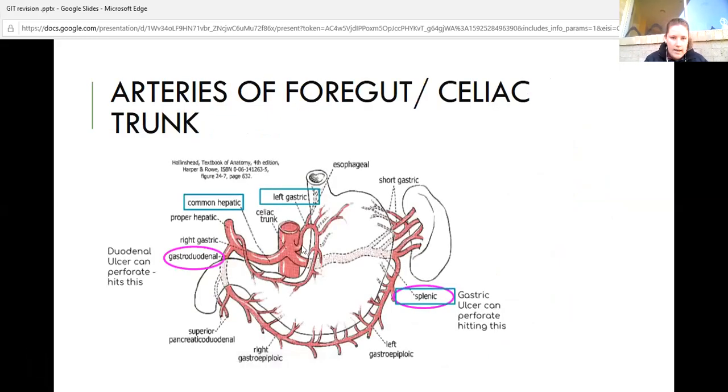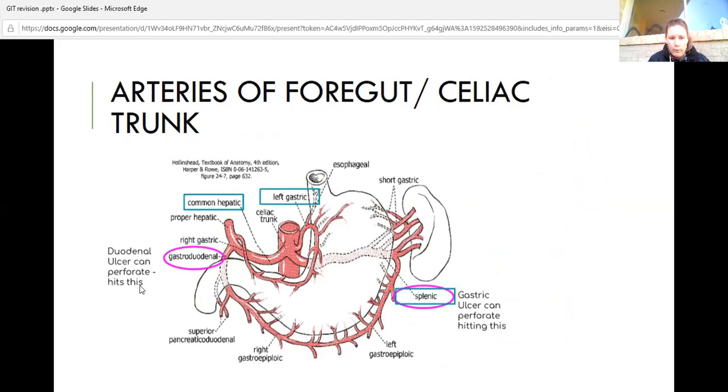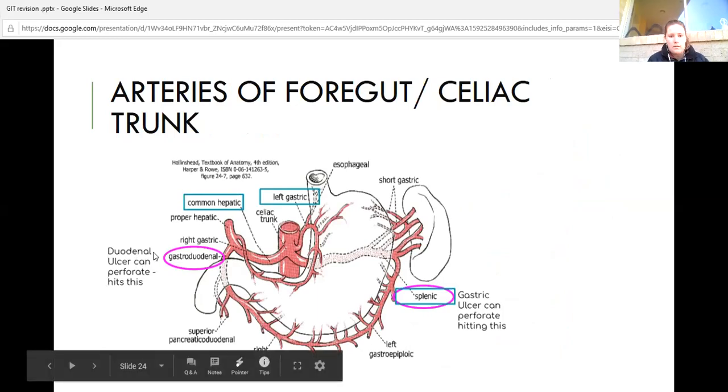In a little bit more detail, the celiac trunk branches into the common hepatic and the splenic artery, and also the left gastric artery. And then from the common hepatic, you get your gastroduodenal artery. The clinical relevance is that if you have a duodenal ulcer, it can perforate this artery and cause bleeding. And the splenic artery can be perforated in a gastric ulcer.